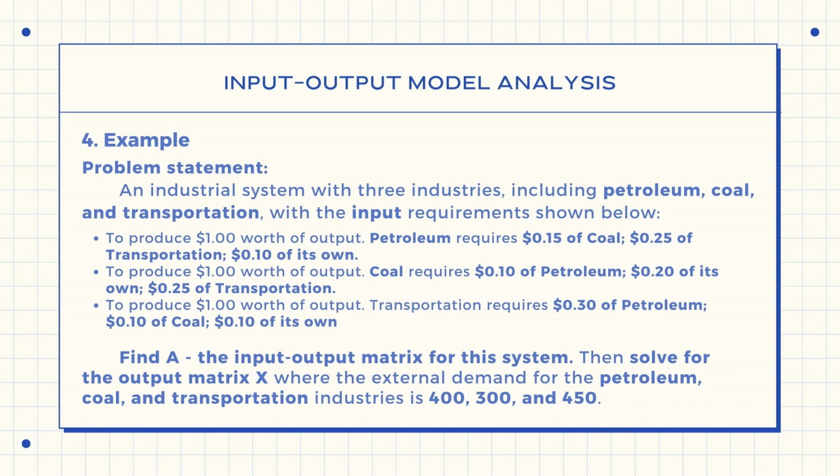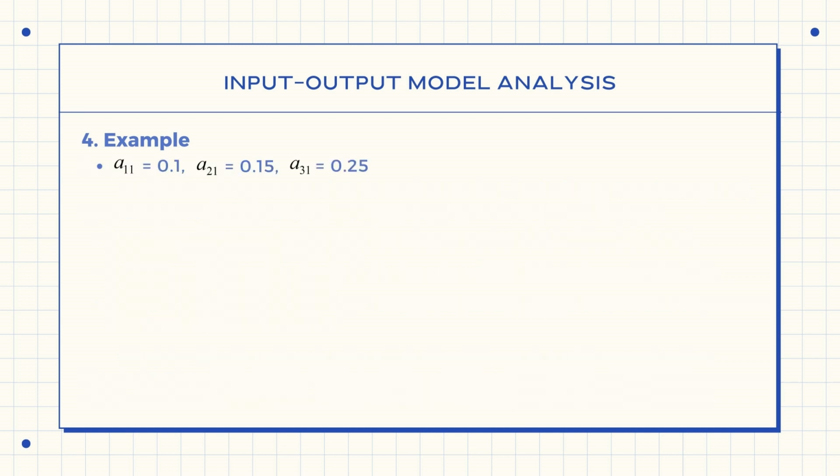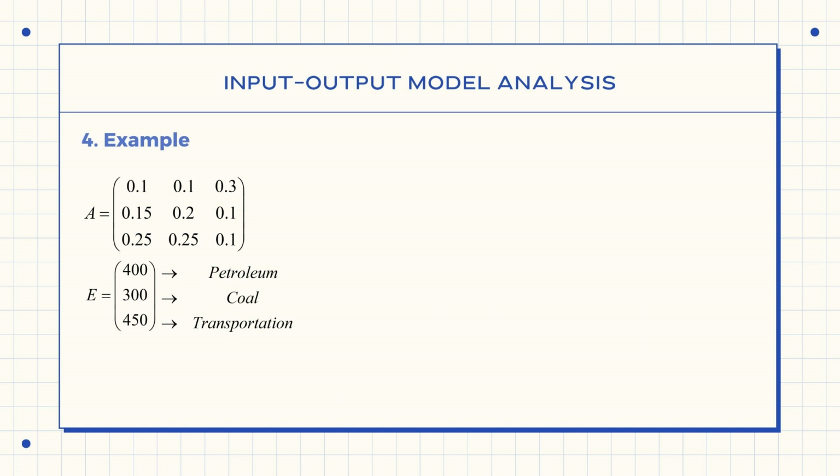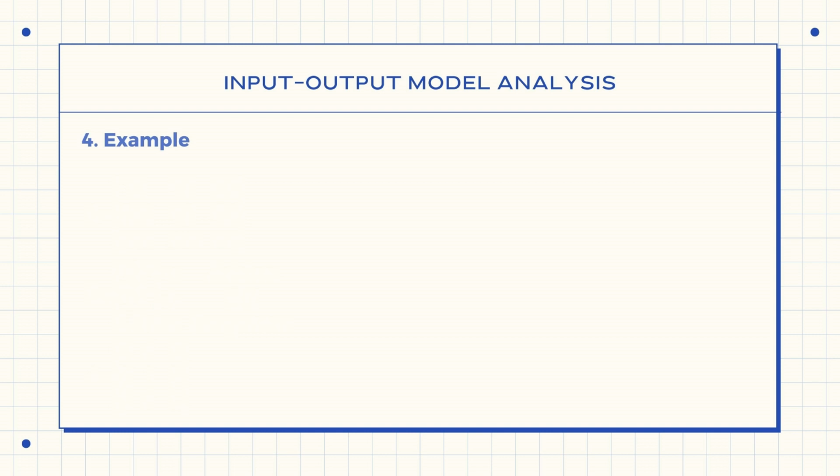To produce $1 worth of output, petroleum requires $0.15 of coal, $0.25 of transportation, and $0.1 of its own. Therefore, A11 is equal to 0.1, A21 is equal to 0.15, and A31 is equal to 0.25, and we will do the same for coal and transportation. So we have A. Moreover, we can also extract the external demand E. Here we have the identity matrix I as follows, since this is a 3x3 matrix. And with the data we have just obtained, we will find the output X of each industry as requested.